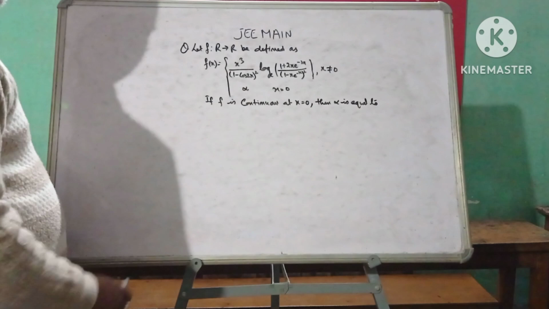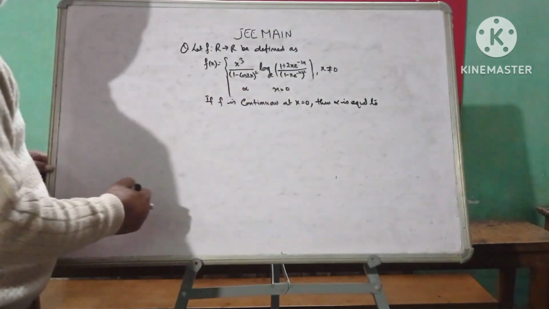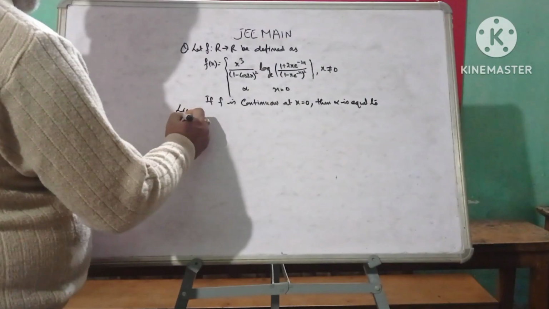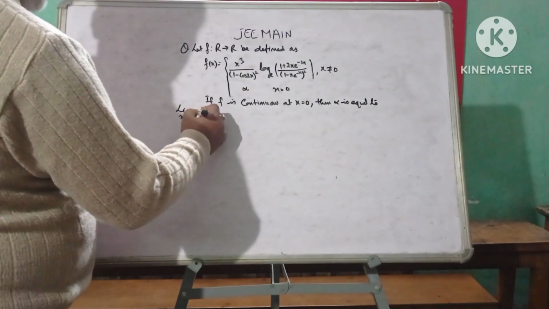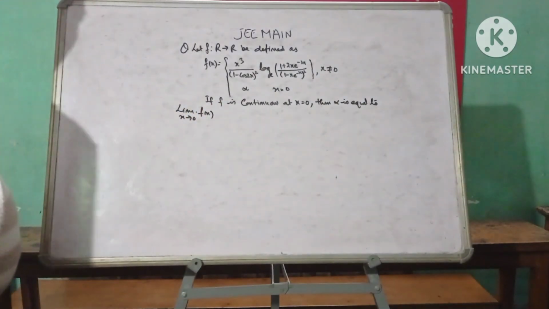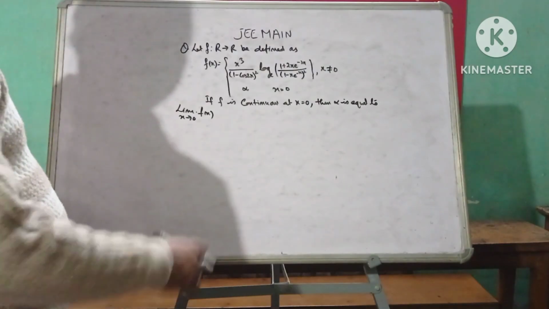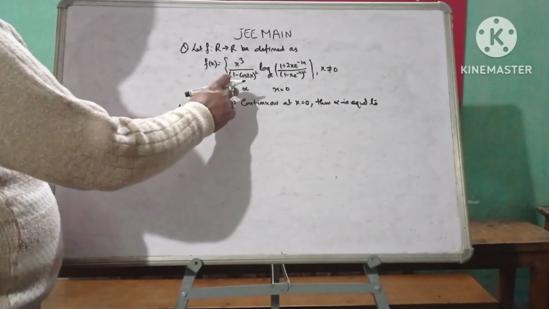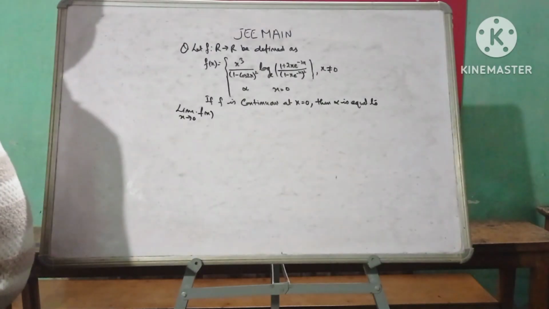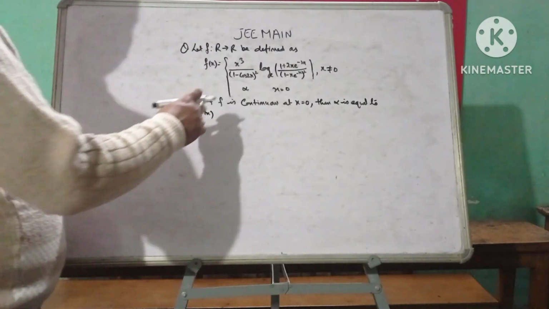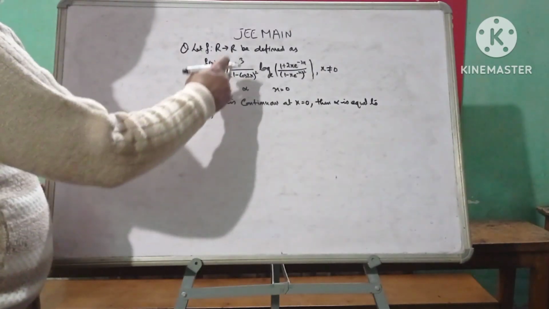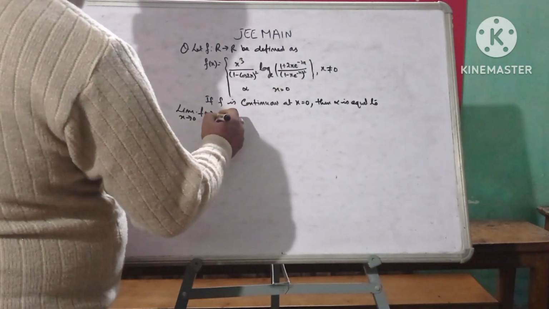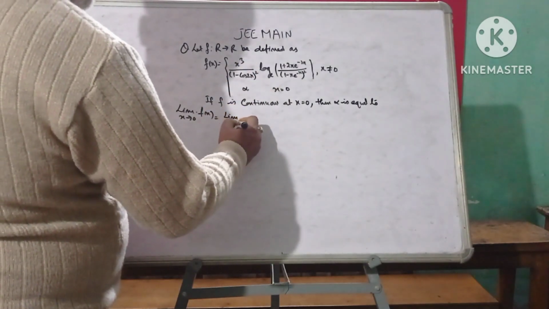So here this is the function. So here continuous, that means limit as x tends to 0 of f(x) is continuous at x equal to 0. Then what is the value of alpha? This is the value of alpha at x equal to 0. Because this is continuous, let us take the limit as x tends to 0 of f(x).